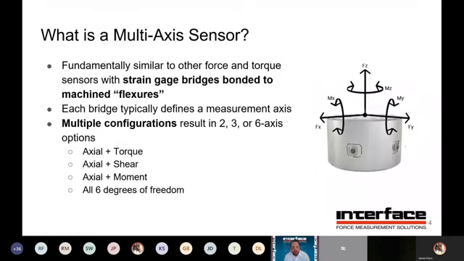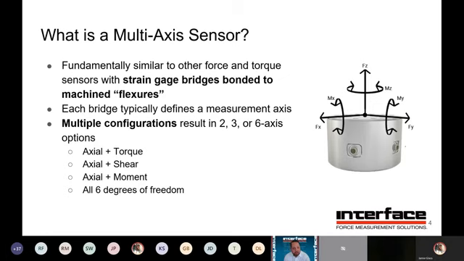All right. So high level, what is a multi-axis sensor? Well, fundamentally, they share similar design and construction to most strain gauge based transducers, in that there's going to be Wheatstone bridges applied to various machined components within the sensor. Typically, it's referred to as a flexure. However, these are going to be designed and implemented so that, again, they respond very specifically to applied forces. And those forces could be many different directions.